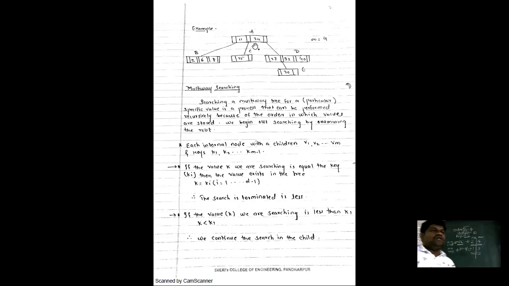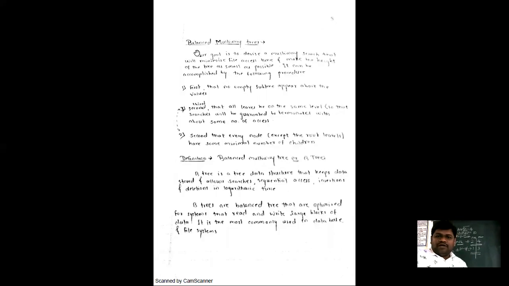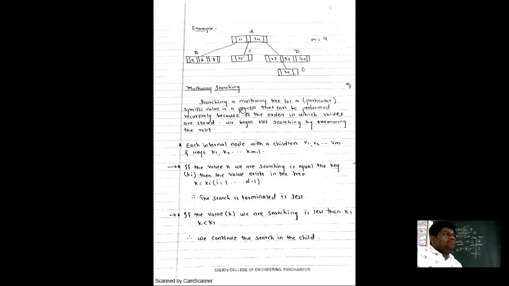Now this multi-way search tree is used in a B tree. So we'll discuss the B tree and its construction. But before that, by using this multi-way search tree, what have we actually achieved? We have reduced the height of the tree. Now suppose you want to store 5 keys. How much height is required in a binary tree?